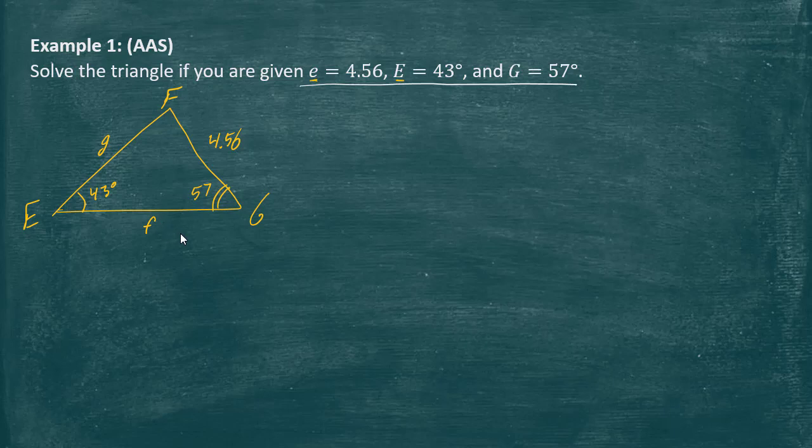As far as what I need to identify, it looks like I need to know what angle F is, I need to know what side F is, and I need to know what side G is. Those are my three unknowns that I need to figure out before I can move on to the other problem.